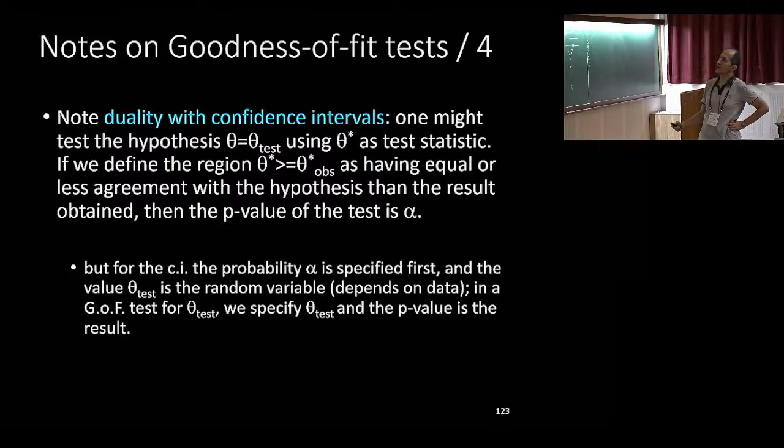And there is a duality with confidence intervals, because when you derive a confidence interval around the value of a parameter you have estimated, it's just like testing the hypothesis that that parameter is there versus the hypothesis that it is elsewhere. And you can define a test, a power of the test, and you can define the critical region such that it has alpha probability. And there is an analog with goodness of fit.